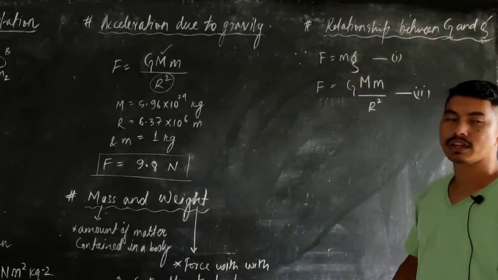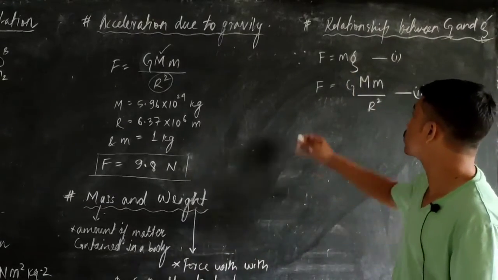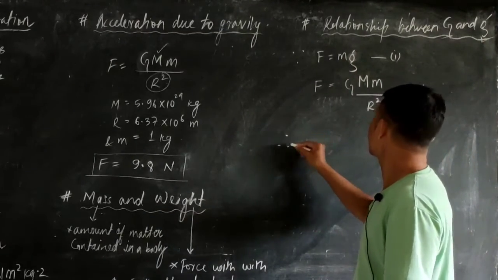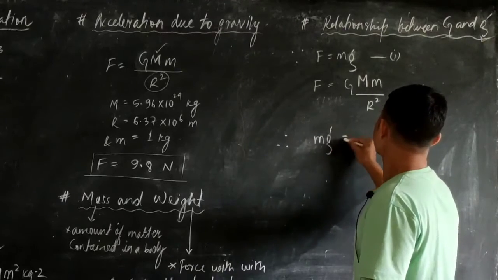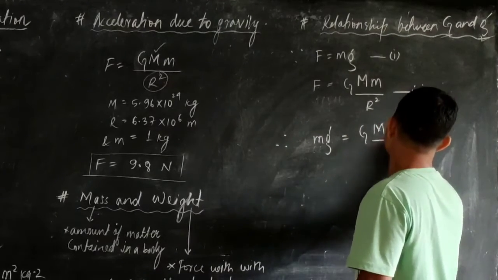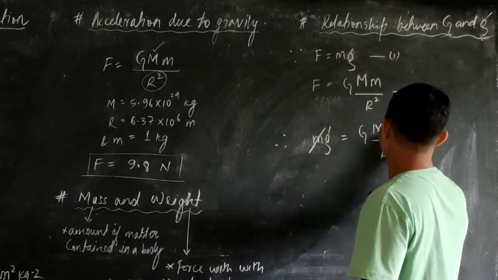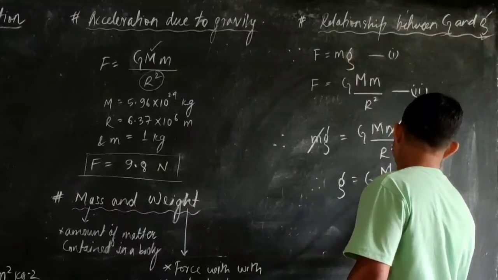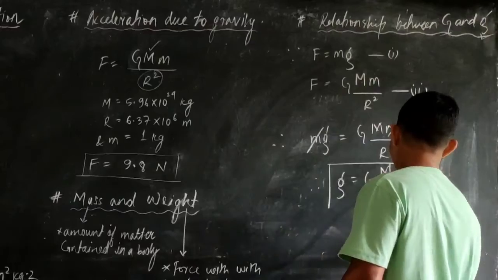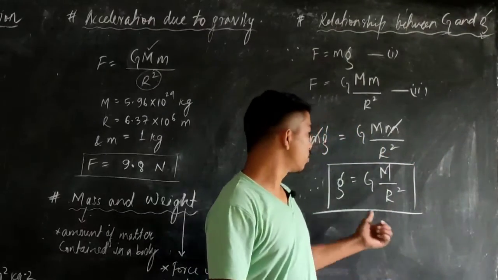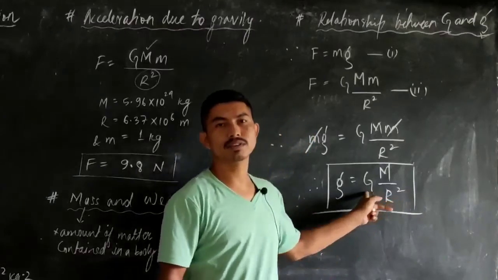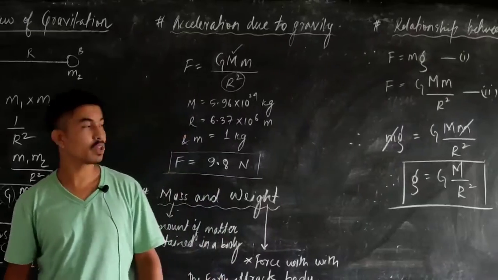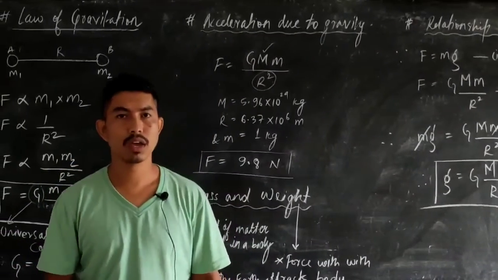Since the left hand side consists of the same expression, that is the force, I can easily equate the right hand sides of the equations. Therefore I get m into g equals G M m divided by r square. I can cancel m and m. Therefore I can write g equals G M divided by r square, which gives the relationship between the acceleration due to gravity g and the universal gravitational constant G. This comes to the end of your chapter.